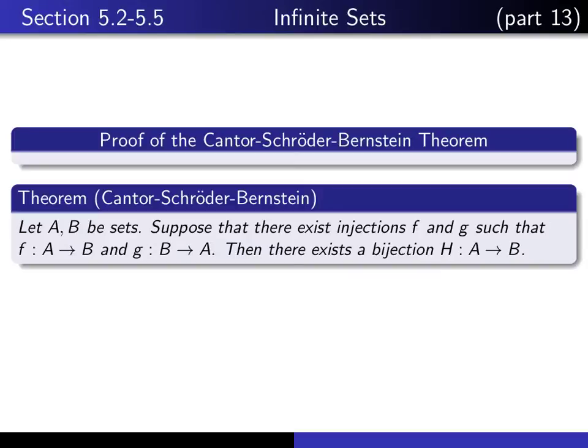Recall the theorem says that if we give ourselves sets A and B, and if there exists an injection from A to B and an injection from B to A, then there necessarily exists a bijection from A to B.